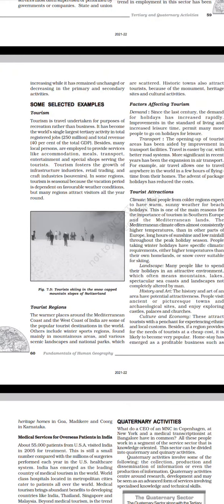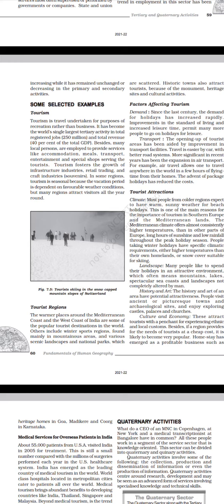Some selected examples: tourism. Tourism is travel undertaken for purpose of recreation rather than business. It has become the world's single largest tertiary activity in total registered jobs, 250 million, and total revenue, 40% of the total GDP. Besides, many local persons are employed to provide services like accommodation, meals, transport, entertainment, and special shops serving the tourists. Tourism fosters the growth of infrastructure industries, retail trading, and craft industries.